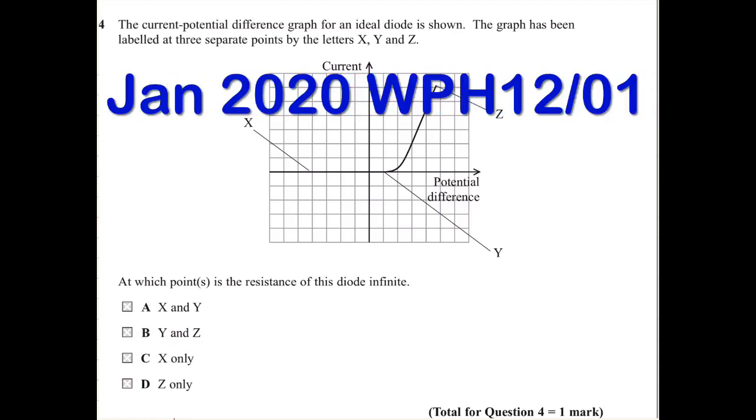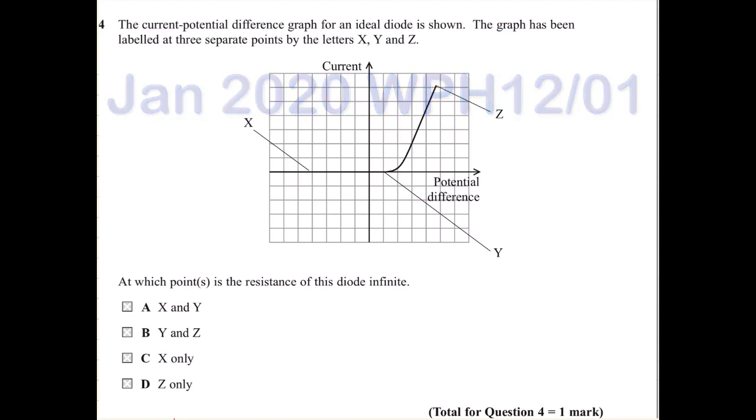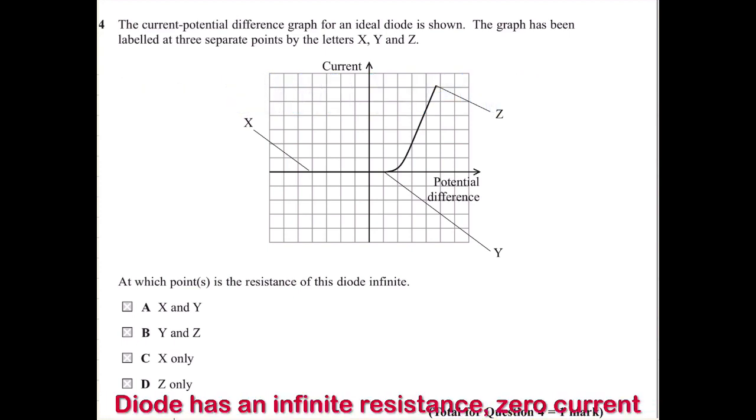The potential difference graph for an ideal diode has been labeled at three separate points by the letters X, Y, and Z. At which point is the resistance of this diode infinite? So it means that resistance has an infinite value. So it means the minimum current, so it might be 0.